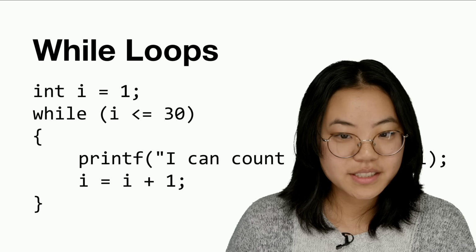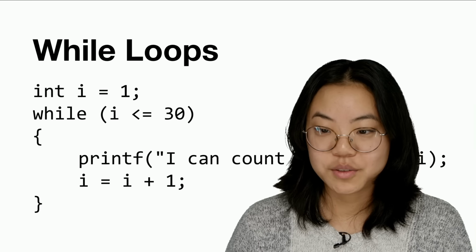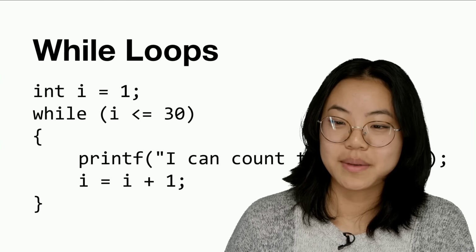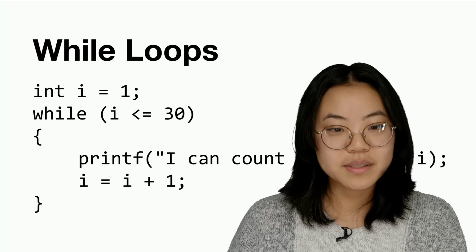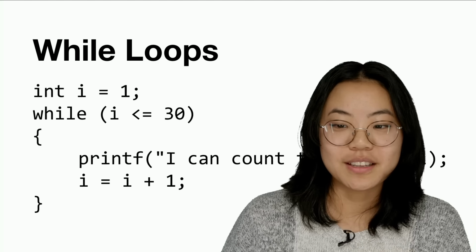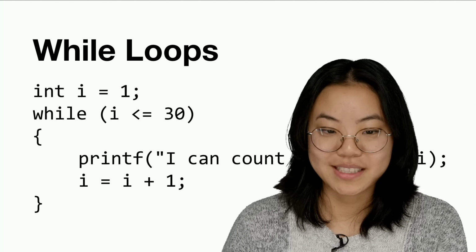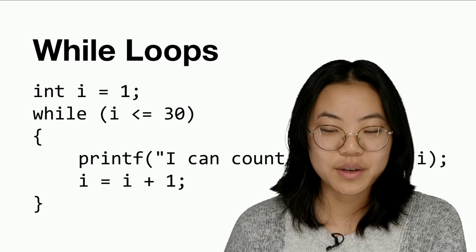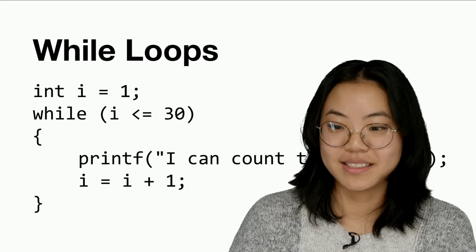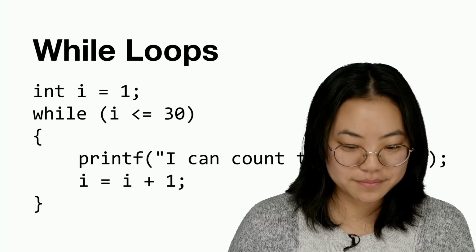Okay. We can do a similar thing with while loops, but the use case is a little bit different. With while loops, this is good for situations where you don't necessarily know how many times you're going to loop, but you know when you should loop until. So what does that mean?